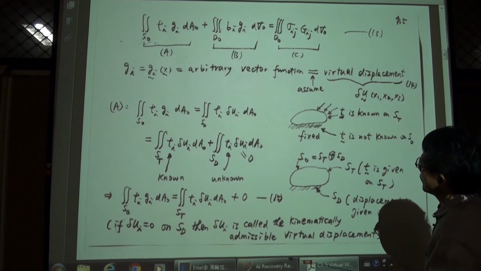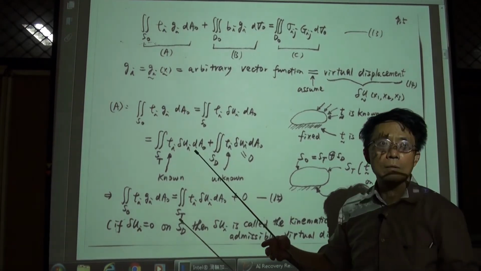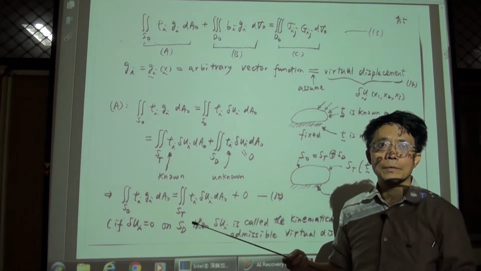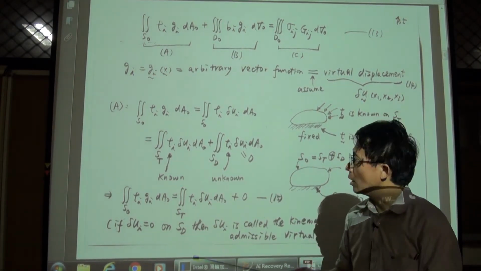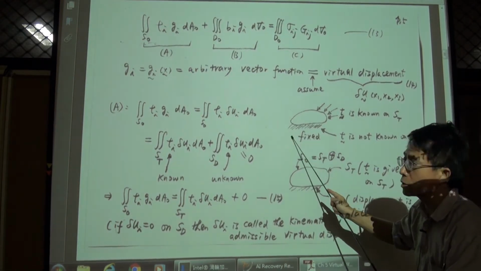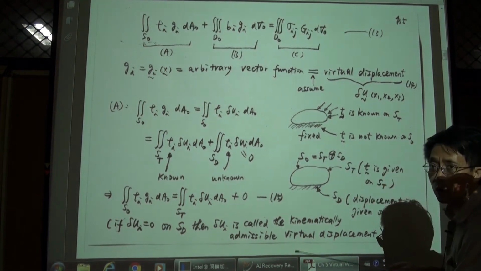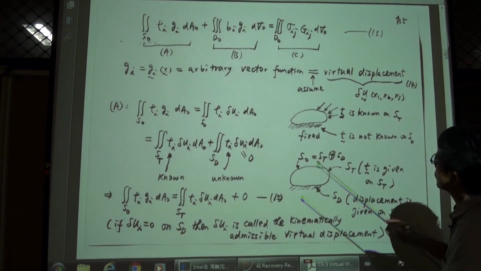Along this part of boundary SD, the traction is not known. We only know about the displacement. We know that the displacement here is zero, but we don't know what the traction is, or what the precise distribution of the traction along this surface is.